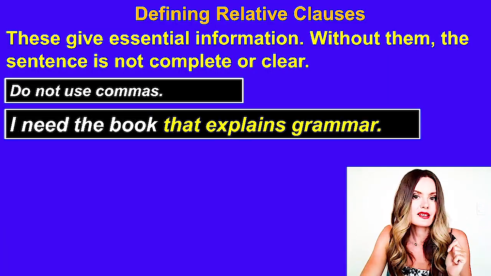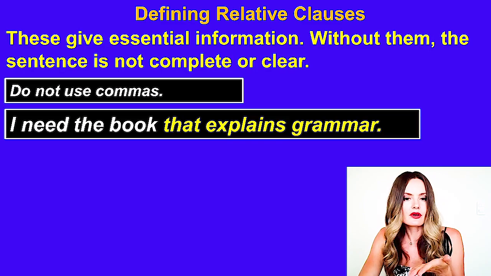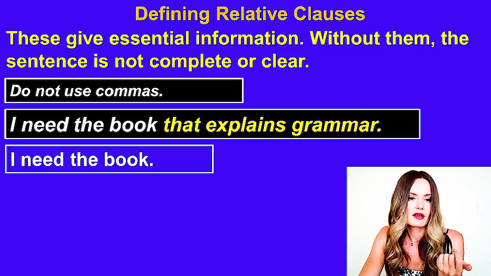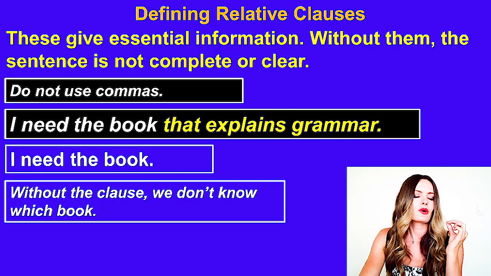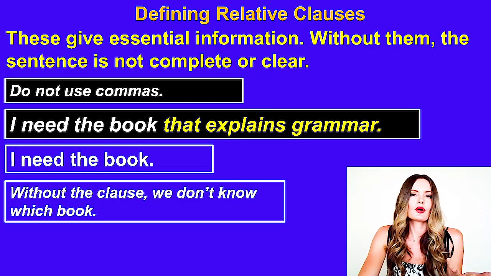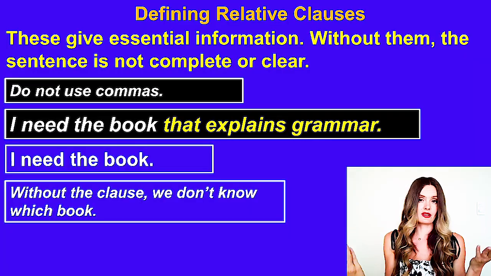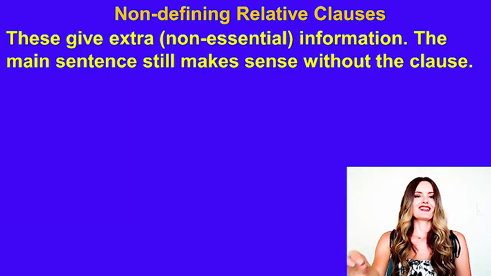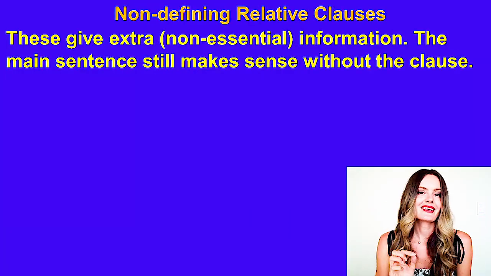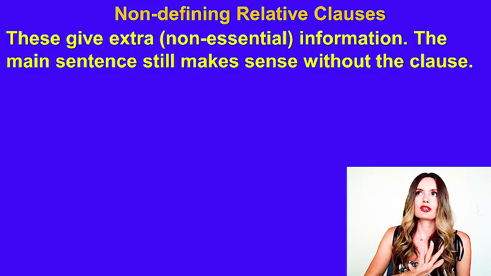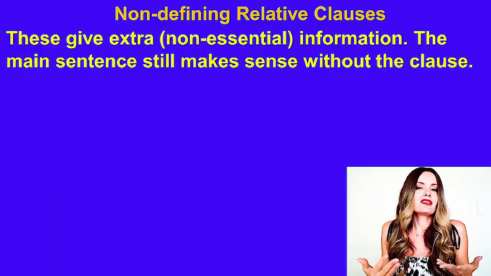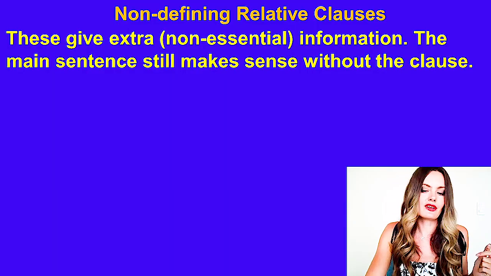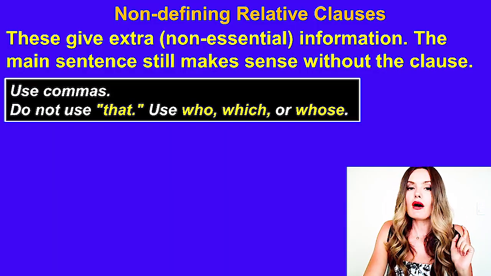Now let's take a look at this example. I need the book that explains grammar. I need the book. Okay, which book do you need? That explains grammar. So without the clause, we don't know which book. The sentence is not clear, right? Okay, non-defining clauses give us extra or non-essential information. The main sentence still makes sense without the clause. For this, you need to use commas.